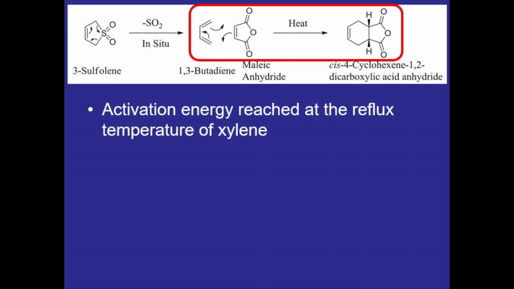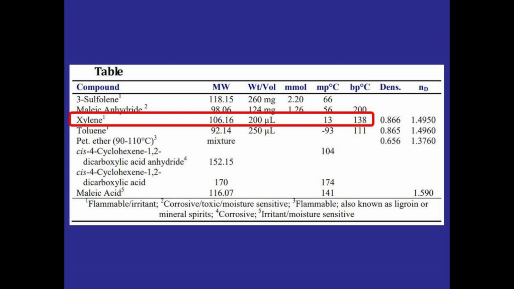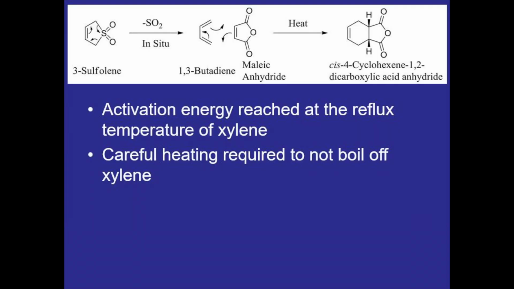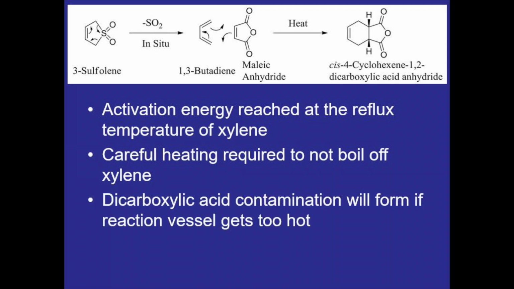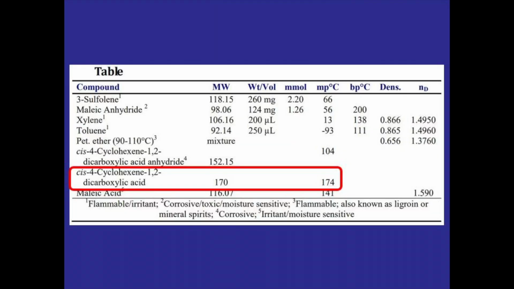To reach the activation energy for this reaction, we're going to be using xylene as the solvent because the reaction happens around the boiling point of xylene. But we need to be careful not to get it too hot, because if we boil off too much xylene, the reaction vessel will heat up, and that'll create contamination, where the product actually starts to decompose into a dicarboxylic acid instead of an anhydride, as shown here in the table.